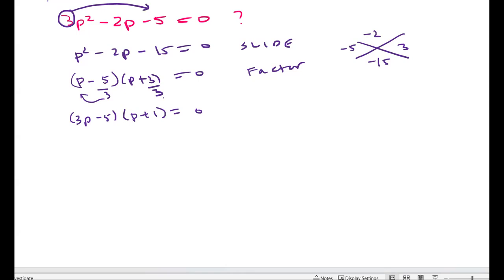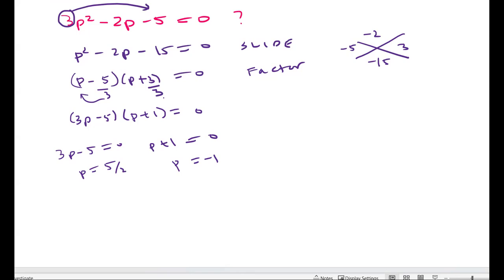If you don't believe me, you can multiply this out, and you'll get the same thing as the original. Then, since we are solving, we need to find what those variables are representing, so we set them both equal to 0. In this case, we get p equals 5/3, and the other one is equal to negative 1.